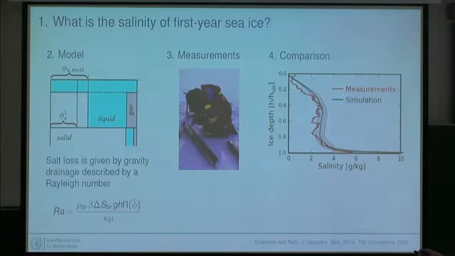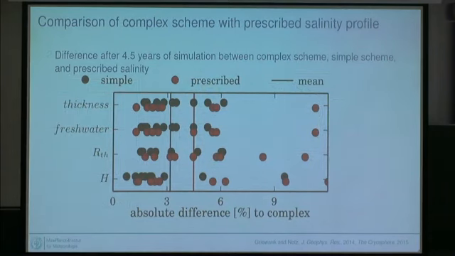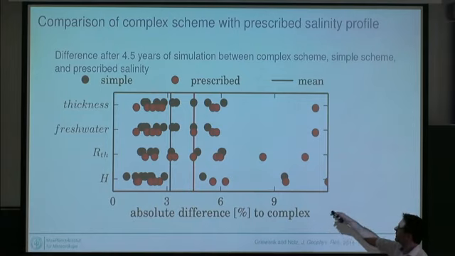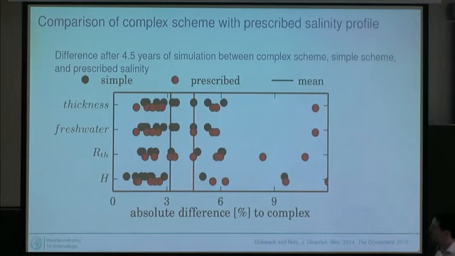So we've done some studies where Philip Brevank, a PhD student in our group, has developed a very complex model of salt release of sea ice, which agrees fairly well with measurements. And we then compared the outcome of model simulations with this very complex model with model simulations where we simply prescribe the functional shape of the salinity profile. What is shown here is the absolute difference in percentage compared to the complex parameterization if we either use a simple parameterization or just prescribe the salt profile.